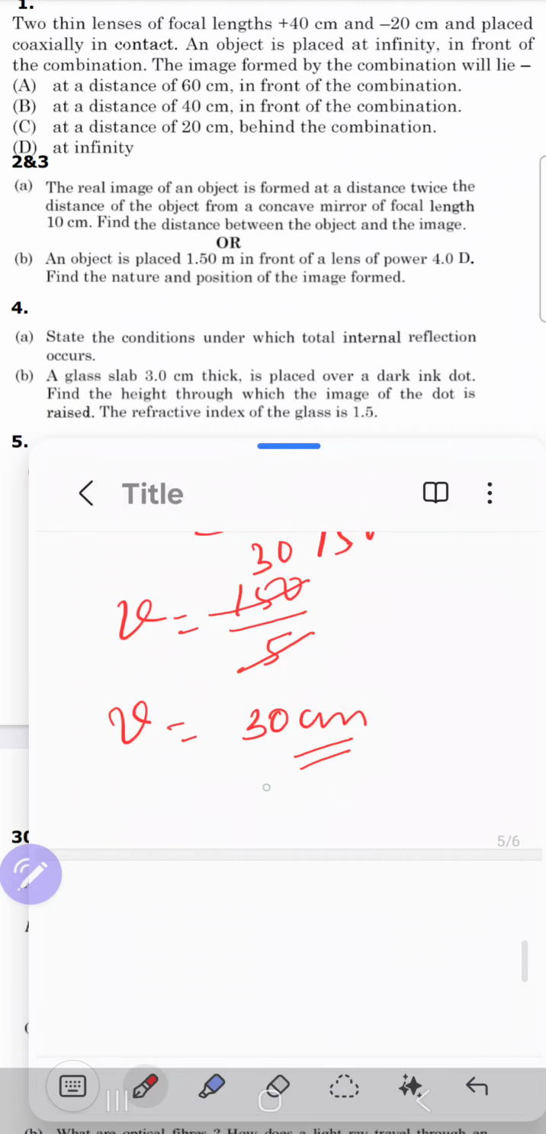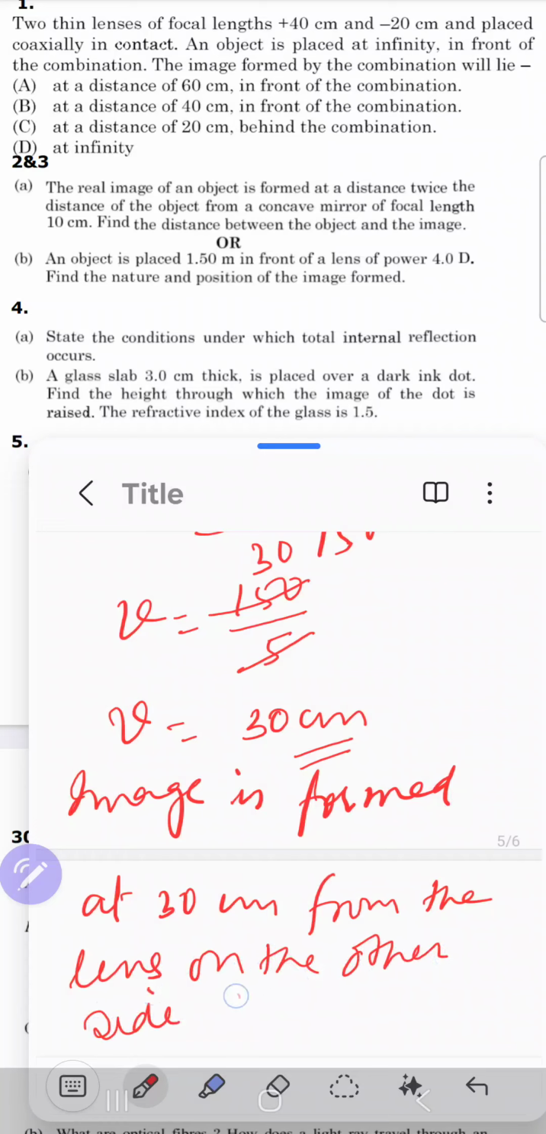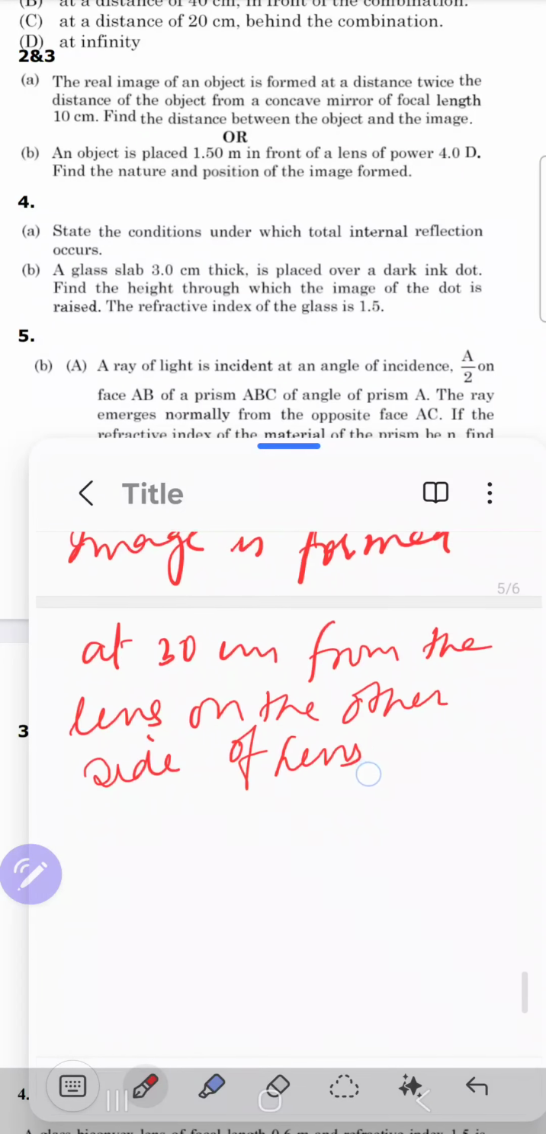So this is the position of the image. It means the image is formed at 30 centimeter from the lens on the other side of the lens, the side in which the object is not placed. Position we have found, and now we have to find out the nature of the image. So what is the nature of the image?